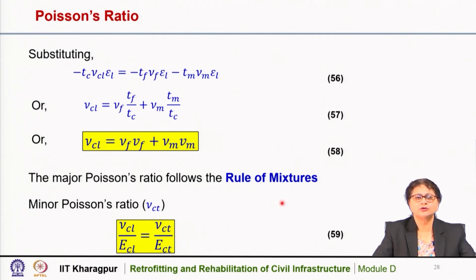Now, the minor Poisson's ratio can be obtained similarly, and we can get this relationship: nu CL by E CL is equal to nu CT by E CT. So, the minor Poisson's ratio of the composite, which is denoted as nu CT, is written as nu CL by E CL is equal to nu CT by E CT. By knowing the major Poisson's ratio and the elastic modulus of the composite in the longitudinal direction and the transverse direction, we can find out the minor Poisson's ratio of the composite using equation 59.